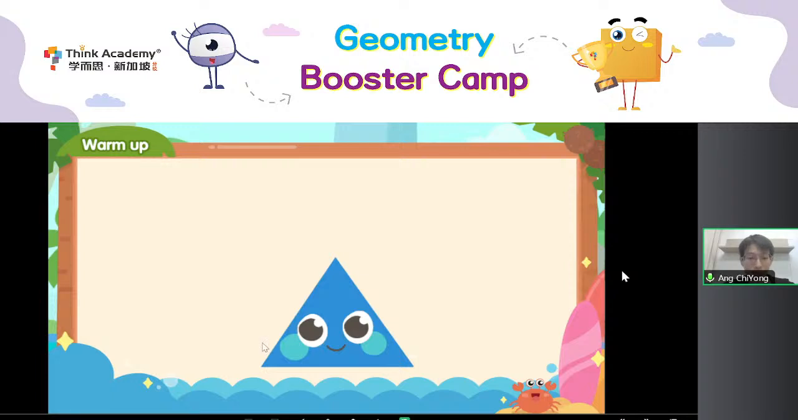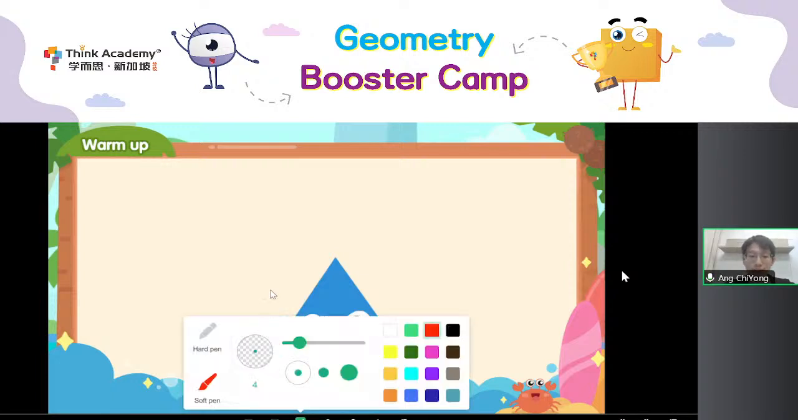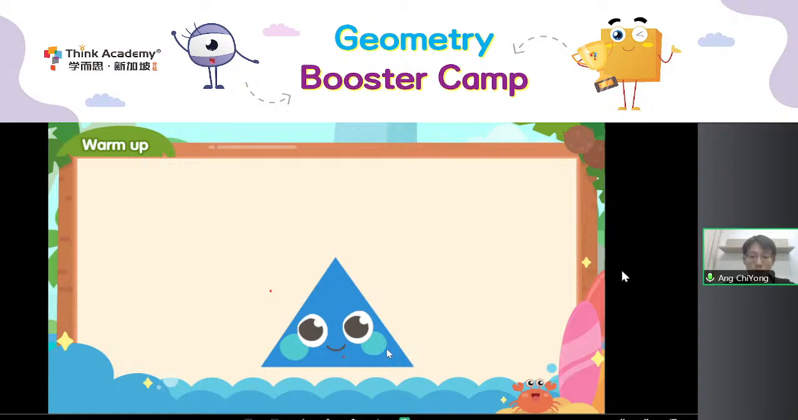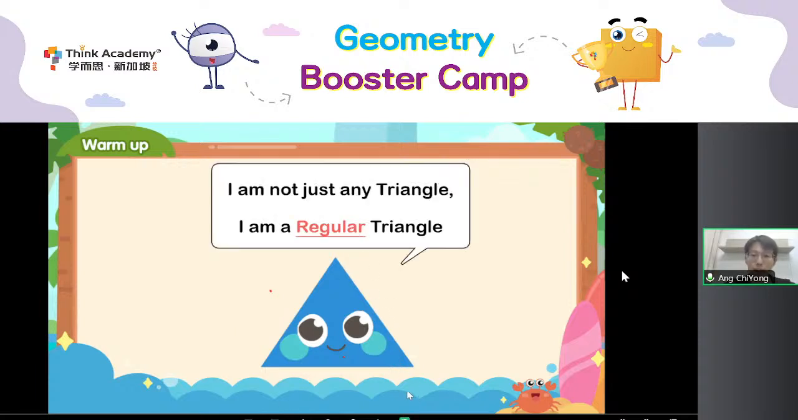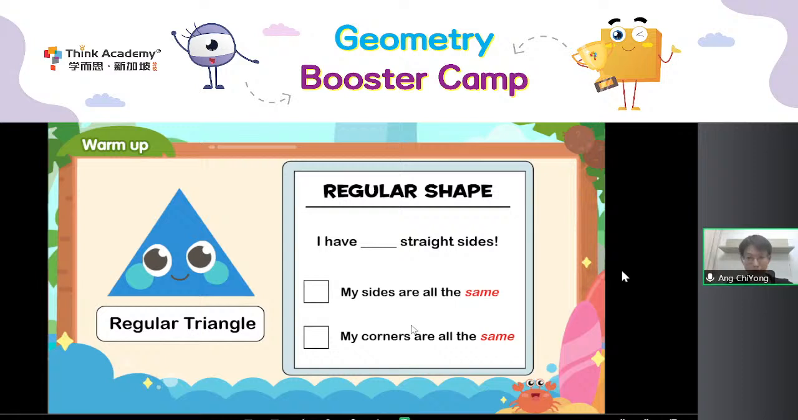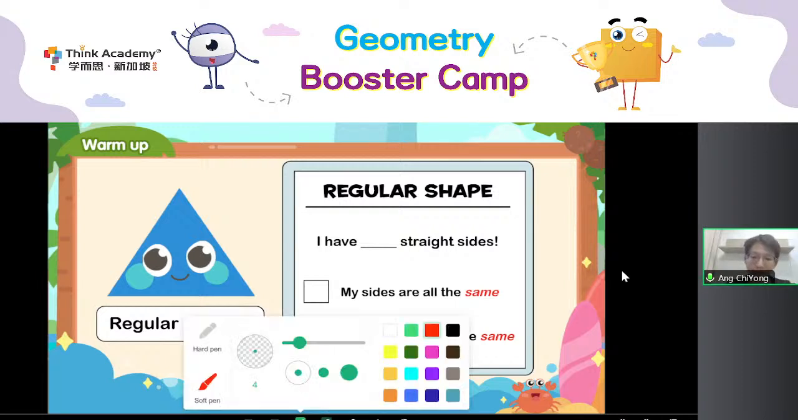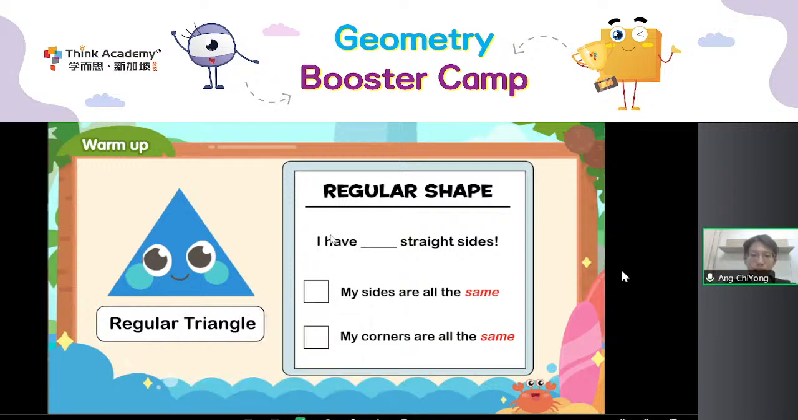This is a triangle, right? But this time it has an extra name. It's not just a triangle. It is a regular triangle. Okay, what does regular mean? Let's take a look. Why do we call it a regular triangle? Firstly, how many sides does it have? It has 1, 2, 3. It has 3 straight sides.